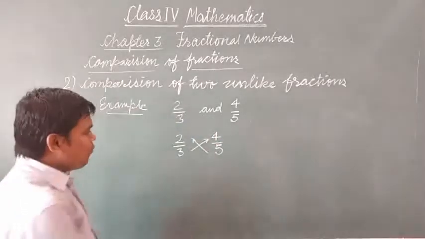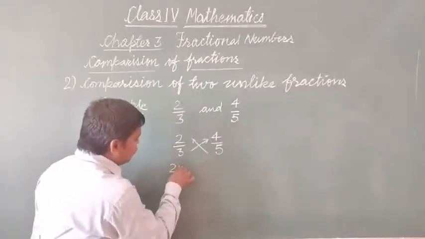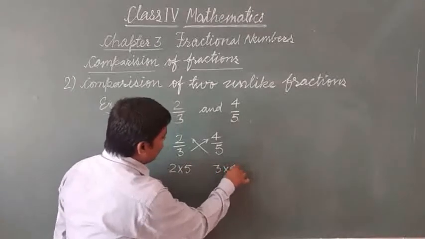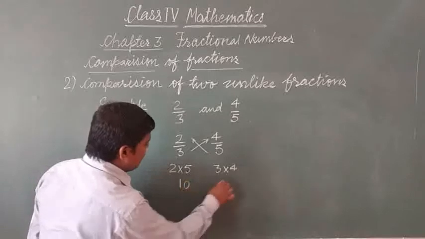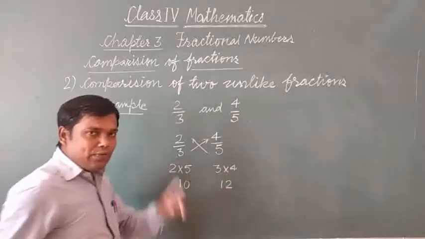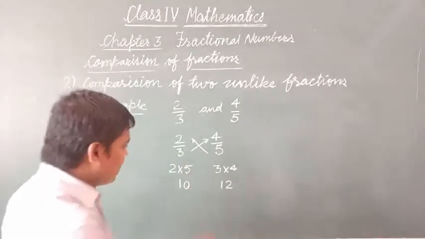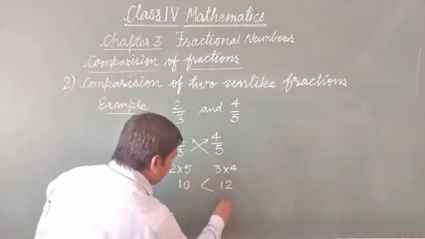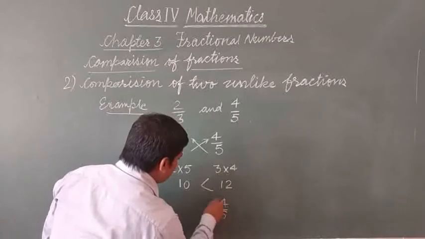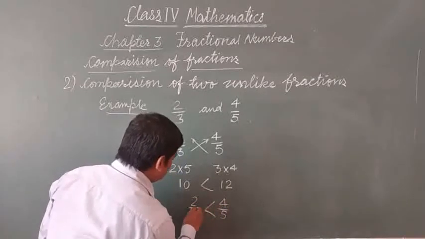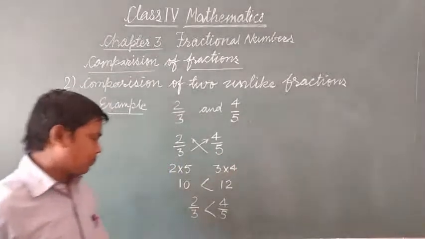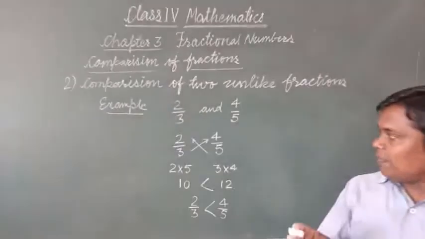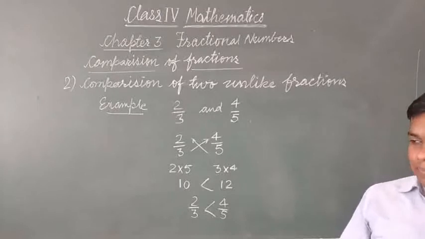In this case, you will write 2 into 5 and on this side you will write 3 into 4. The product will be 10 here and 12 here. Which side has the greater product? This side. 12 is greater than 10. Hence, 4 by 5 will be greater than 2 by 3. I hope you understood. I am taking one more example to make you understand.